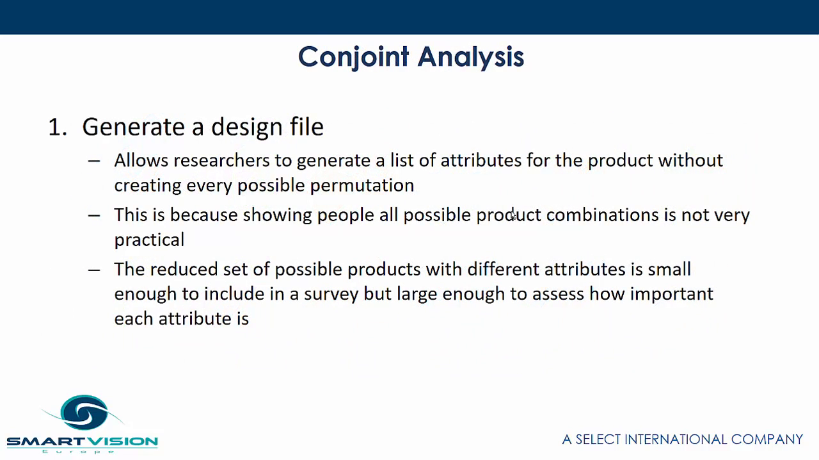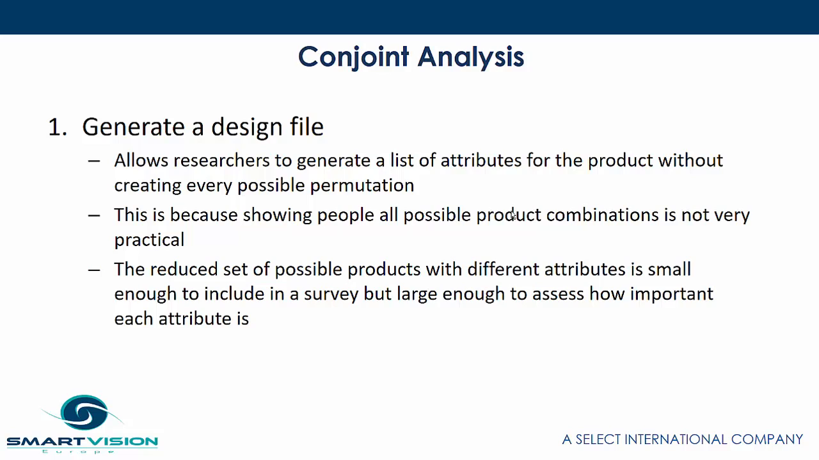Conjoint analysis usually begins with researchers generating what's called the design file. And this is where a list of attributes for the product is created, but not every possible permutation of attributes. The reason this is done is because showing people all possible product combinations is not very practical. There's simply normally too many of them.